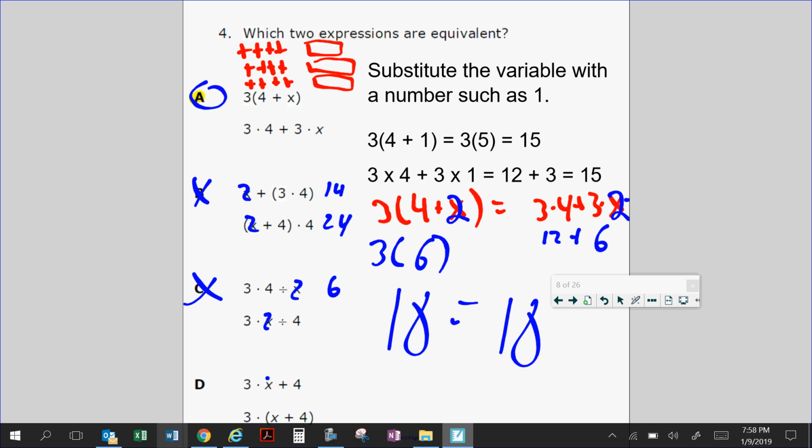And then replace the x with 2. 3 times 2 is 6 plus 4 is 10. 3 times the inside will be 6. That would be 18, so no.